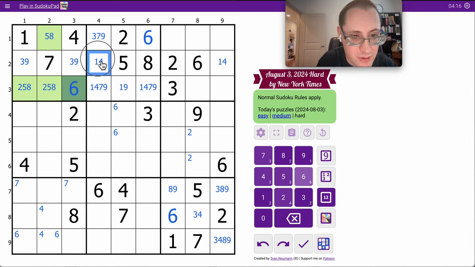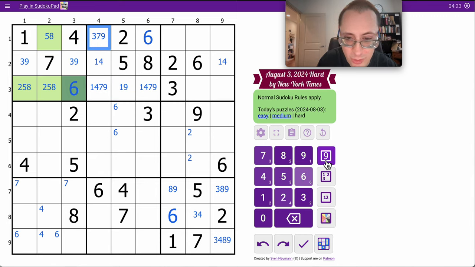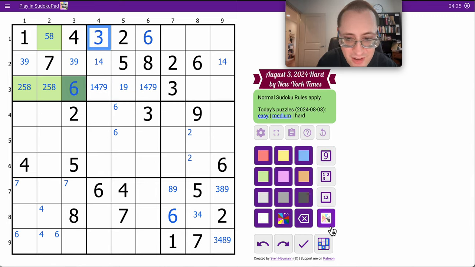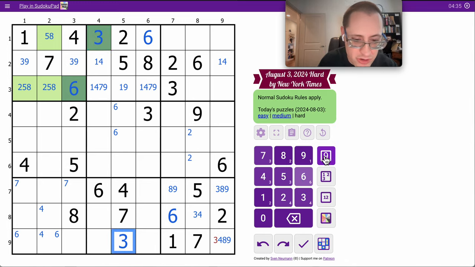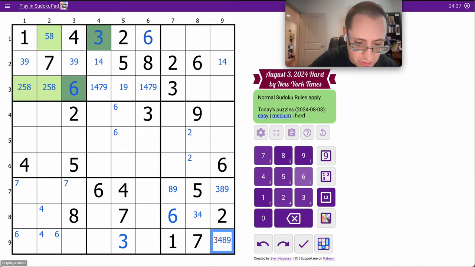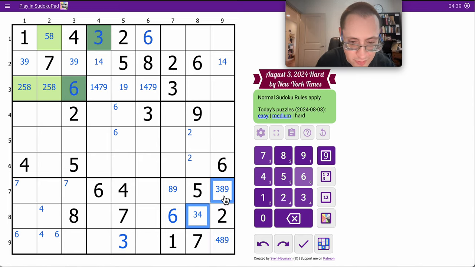Well, actually, wait a minute. 1, 4, 7, 9. Yeah, none of those can be 3, so that's a hidden quadruple. Where does 3 go in region 2? There's only one space. That forces the 3 in region 8. So this is not 3. And I've now got 3 as an offset pair on the diagonal.